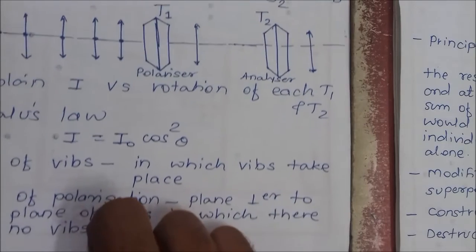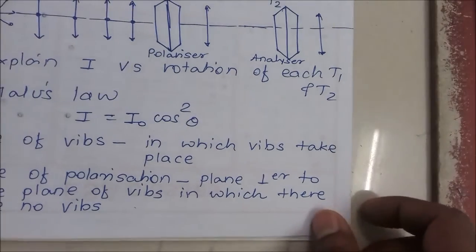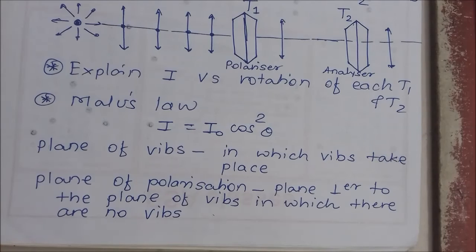What is the plane of vibration? The plane in which vibrations are present is called the plane of vibration, and the plane in which there are no vibrations and which is perpendicular to the plane of vibration is called the plane of polarization.